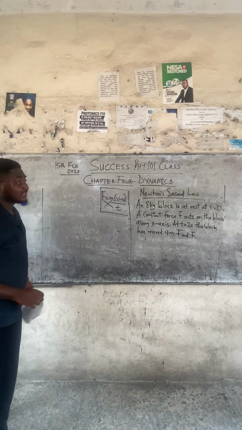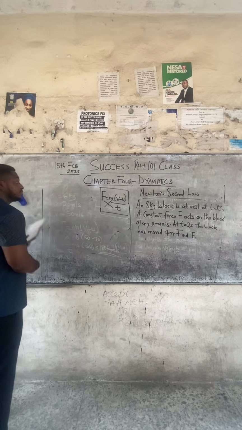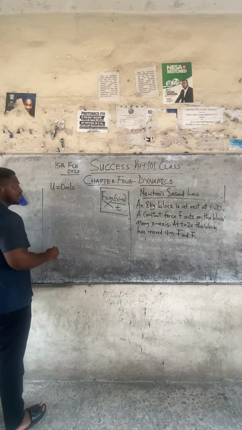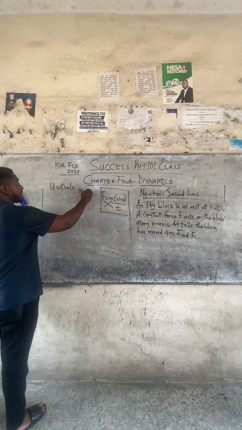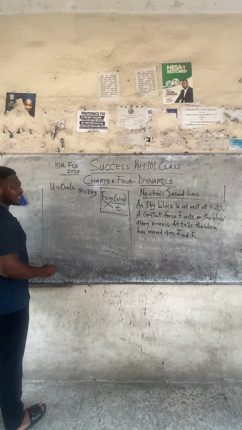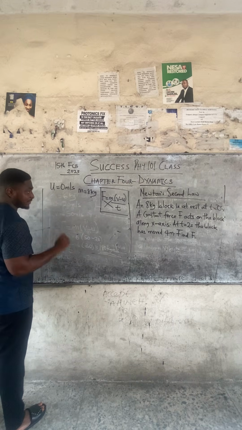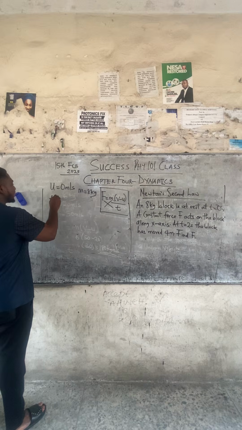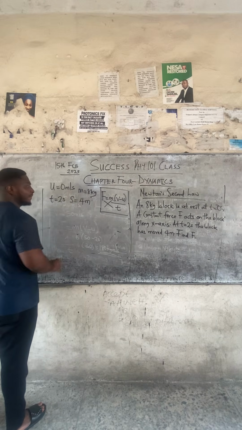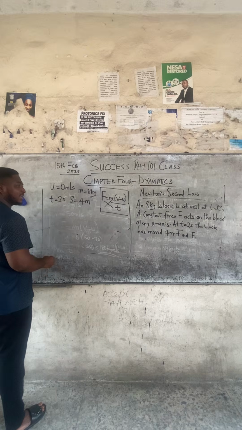An 8 kg block is at rest at t equals 0. At rest means u, the initial velocity, is 0 meters per second. Mass is 8 kg. A constant force F acts on the block. We don't know the force. That's what we're looking for, right? Now, at t equals 2 seconds, the block has moved 4 meters. S is 4. We're asked to find F.